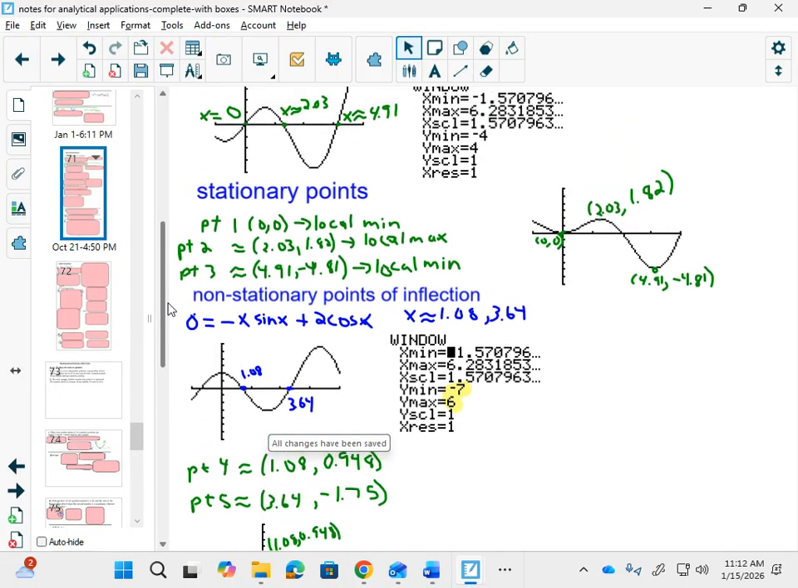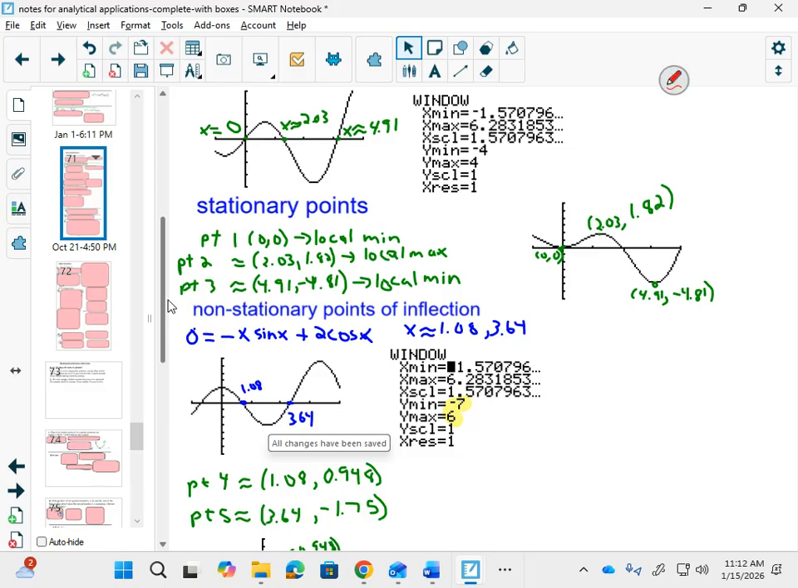You realize you could also have found your inflection points. That graph was your derivative graph, right? So your stationary points, or your maximums and minimums of your derivative graph, will be places where you most likely are going to get inflection points. So I can find the 1.08 and the 3.64 from that graph as well.